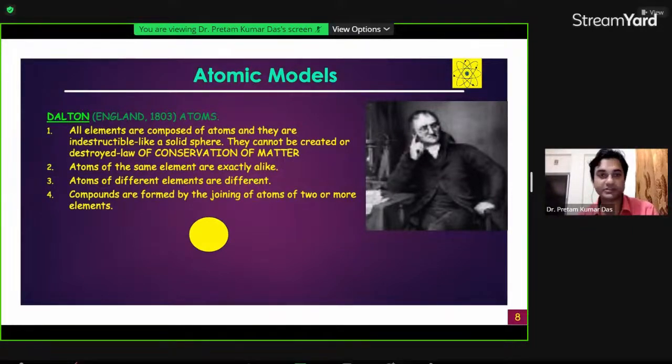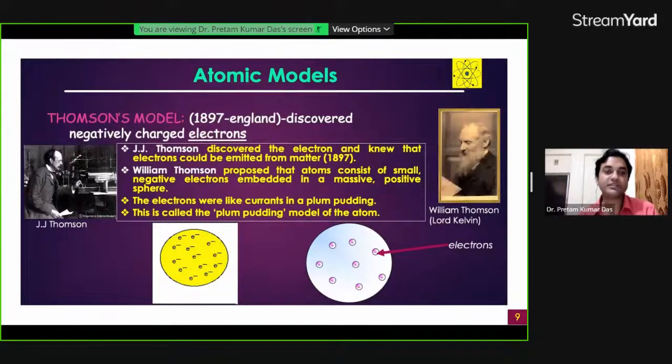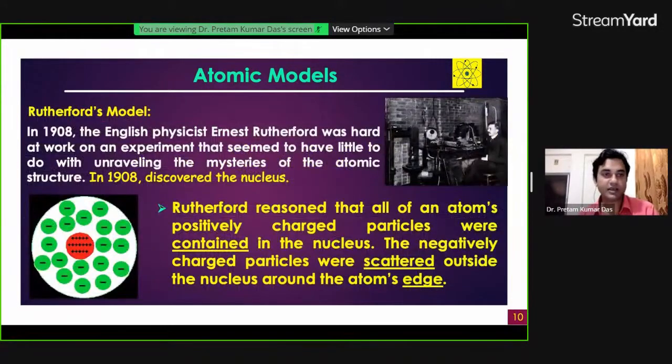And when we see the Thomson model, in 1897, J.J. Thomson actually discovered the electron, and he proposed that the atom consists of small negative electrons embedded in a massive positive sphere, and they call this model the plum pudding model, and the electrons were like currants in a plum pudding.